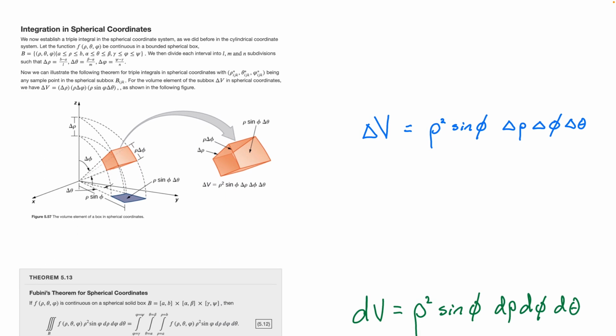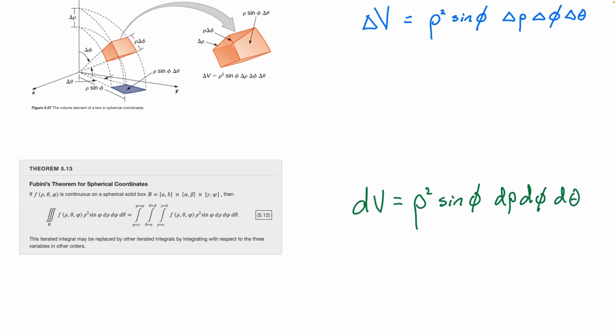All right, so what about integrating? Let's start by looking at a small volume element for a region described using spherical coordinates. We would be measuring changes in rho, changes in phi, changes in theta, but we pick up a multiplicative factor, rho squared sine phi. Then in the limit, that translates into a volume differential where you have d rho, d phi, and d theta, and then this Jacobian of rho squared sine phi.